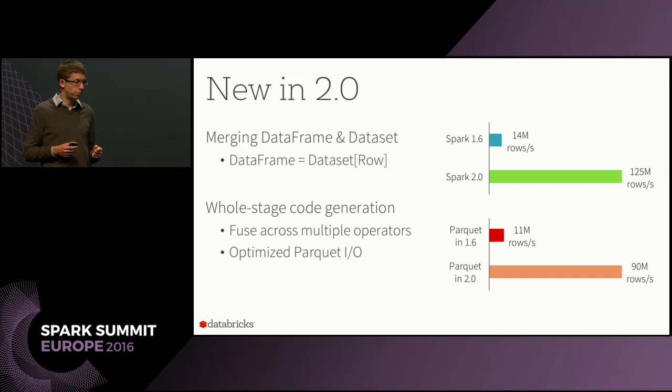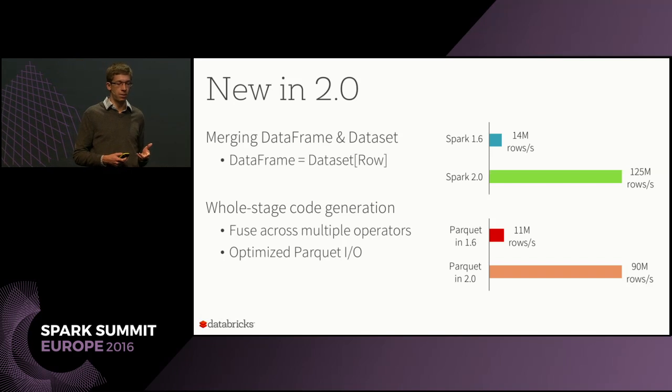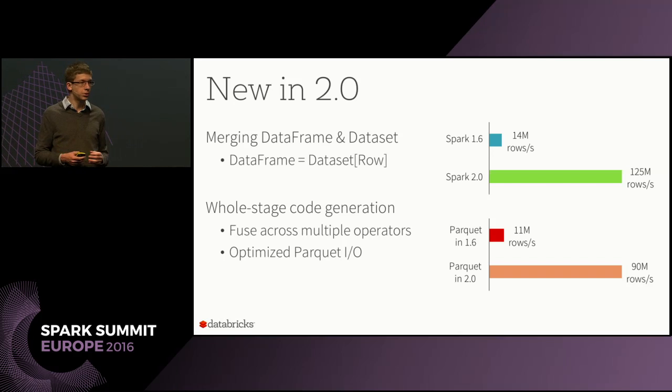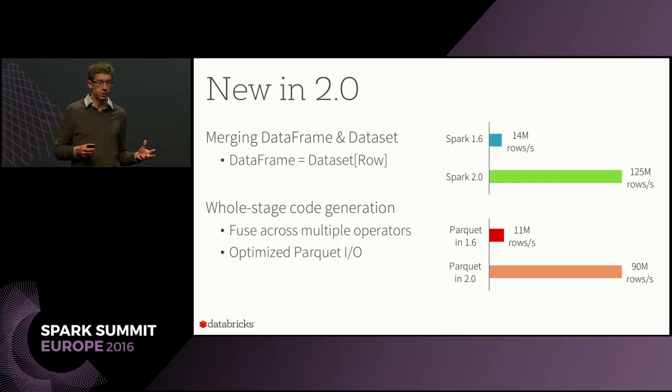And then under the hood, a major thing that came out, as I mentioned before, is this whole stage code generation, so being able to fuse multiple operators and generate efficient code for your query. And we also generate code to read from Parquet. So this has led to some pretty big speedups. These are some simple benchmarks, but there are quite a few users that report the same speedups of close to a factor of 10 for basic computation and for reading from Parquet.